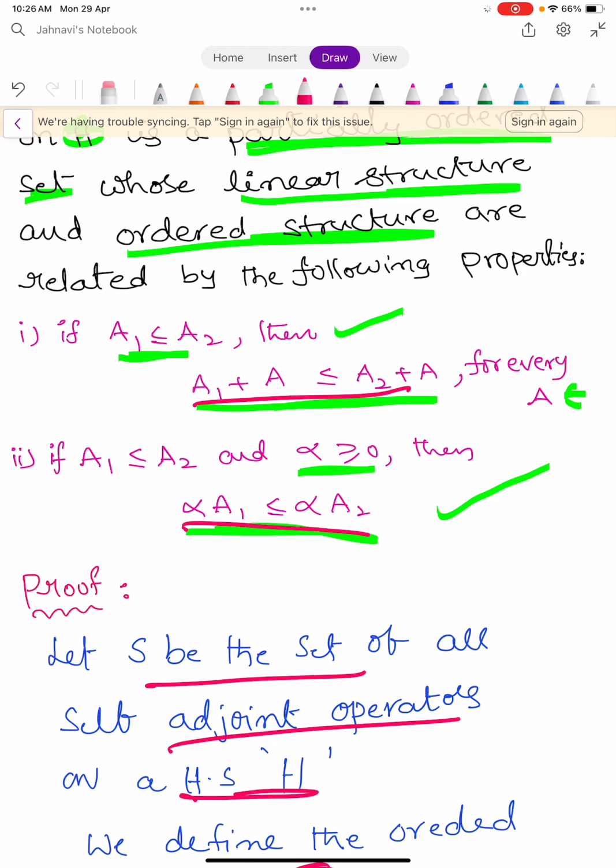In the next video, we learn the definition of positive operator and a theorem on positive operator.